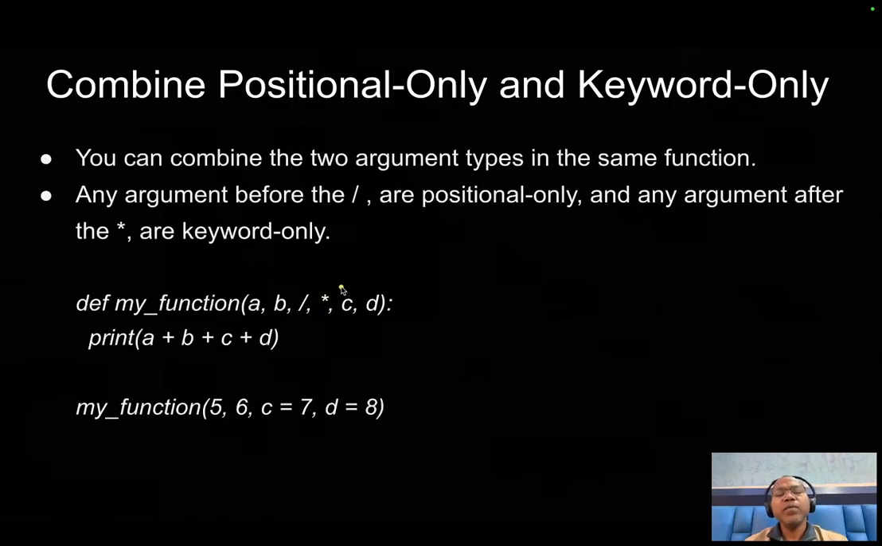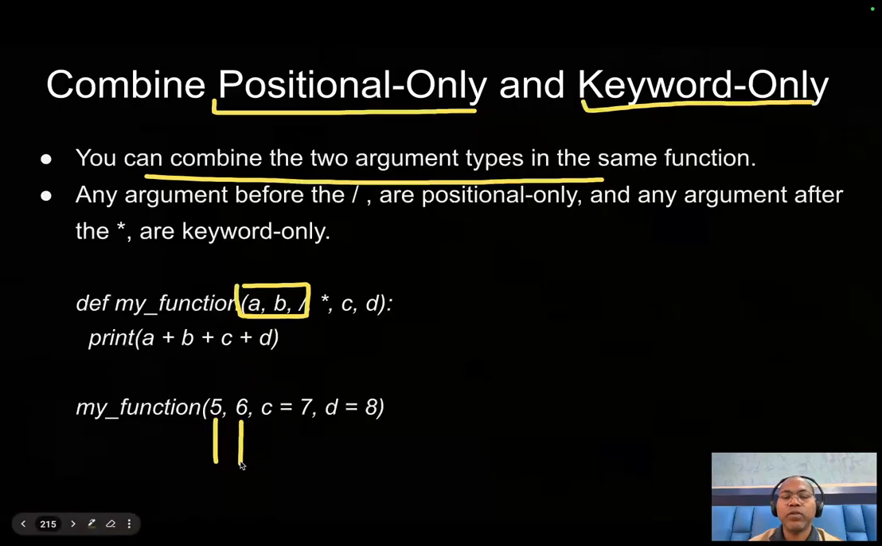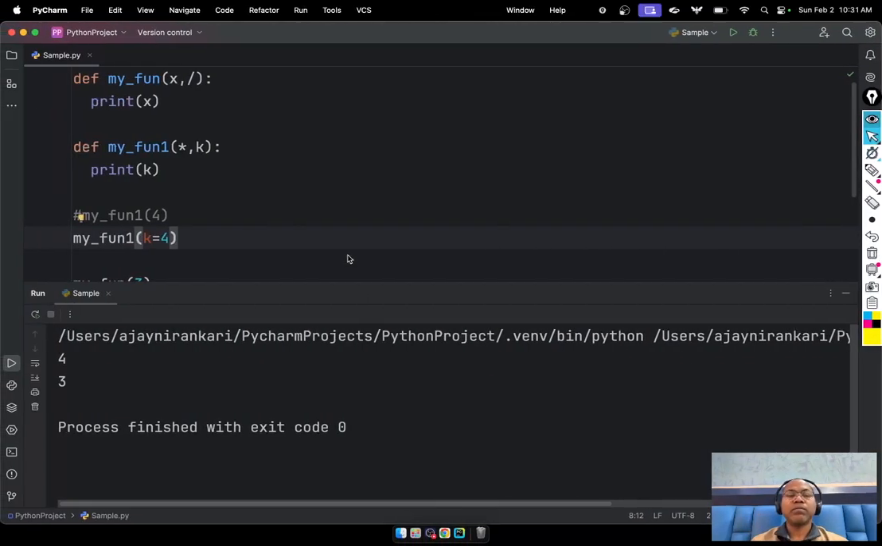You cannot specify key and value. And sometimes you want to combine them. If you want to combine positional and keyword arguments, you can combine the two. Here a and b, and you specify a slash, which means they only need the value. Here you can only pass the value. And this c and d are keyword arguments. Always pass the key and value. So you can combine them.